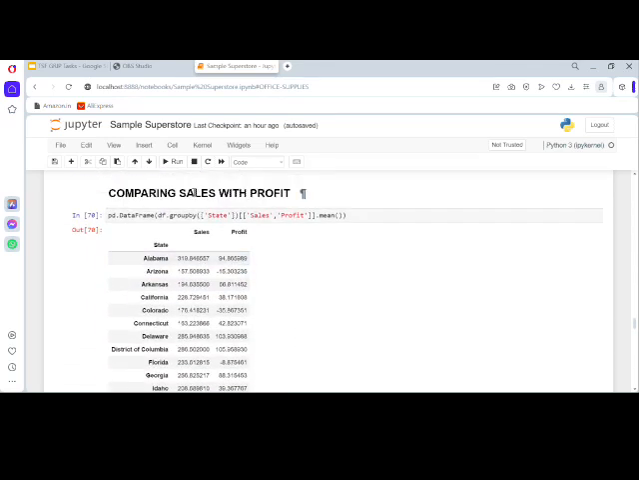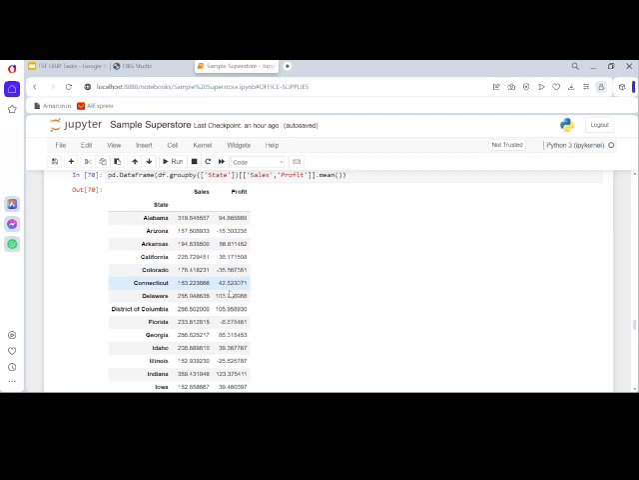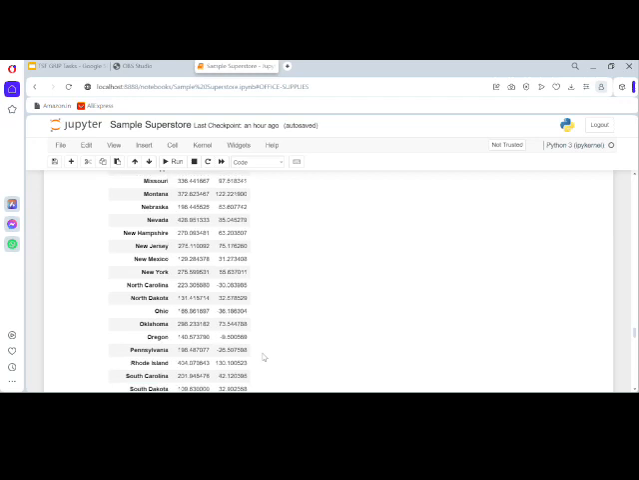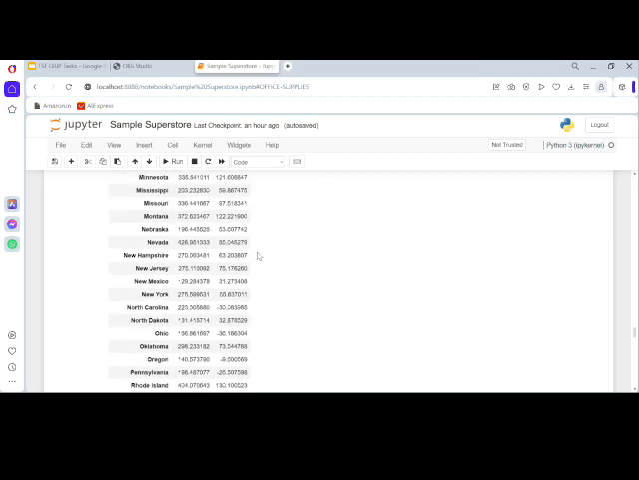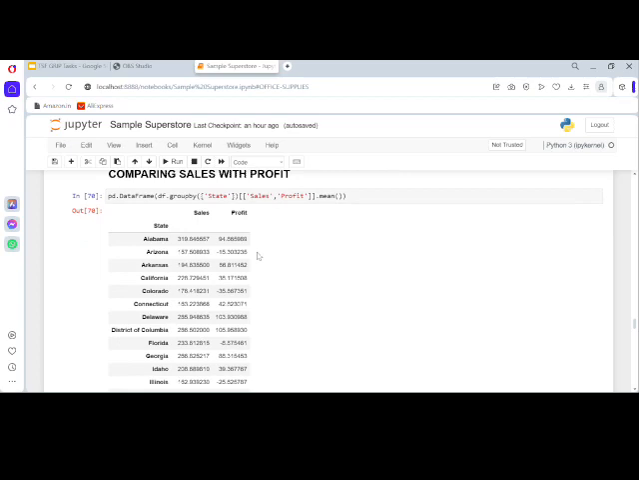Now, if we compare the states with their sales and profit, we can also see a significant difference. There are some states that didn't incur profit but also had loss. So we can say some ranged the profit from 204 to having a loss of 30. These are just the percentage.